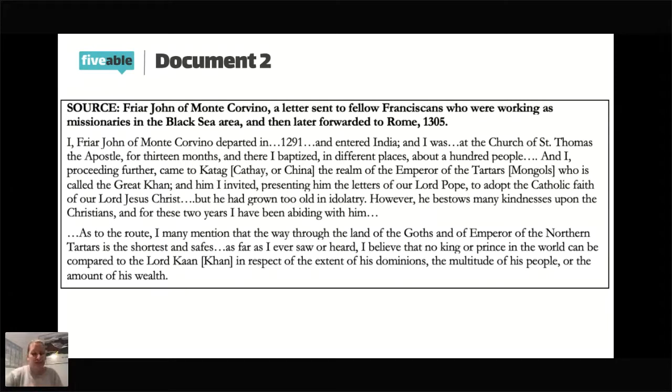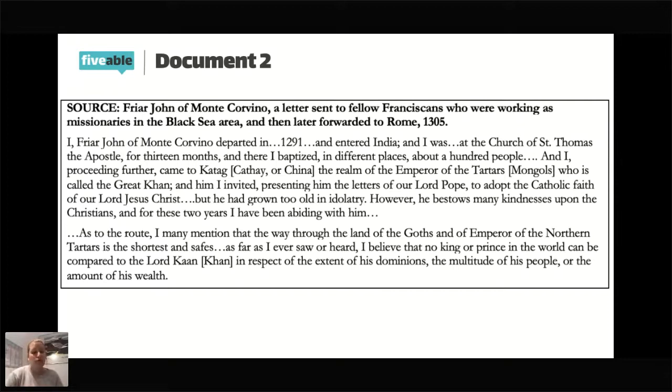So this is the source. Here's what he wrote in his letter. "I, Friar John of Montecorvino, departed in 1291 and entered India. And I was at the Church of St. Thomas the Apostle for 13 months. And there I baptized in different places about 100 people. And I, proceeding further, came to Cathay or China, the realm of the emperor of the Tartars, the Mongols, who is called the Great Khan, and him I invited, presenting him the letters of our Lord Pope, to adopt the Catholic faith of our Lord Jesus Christ.